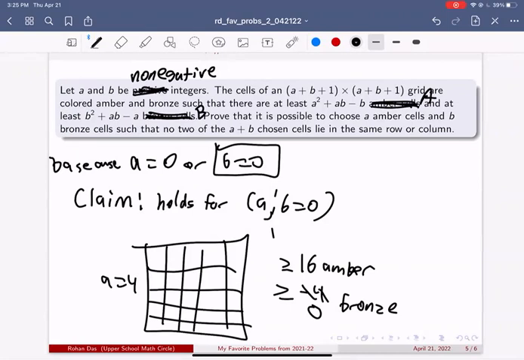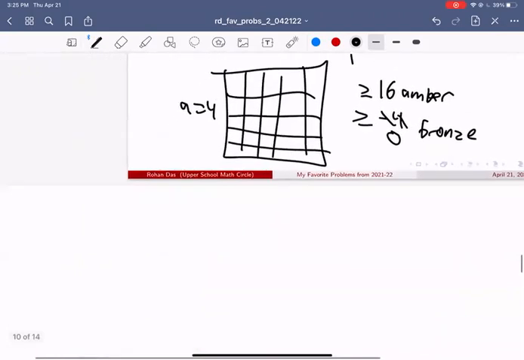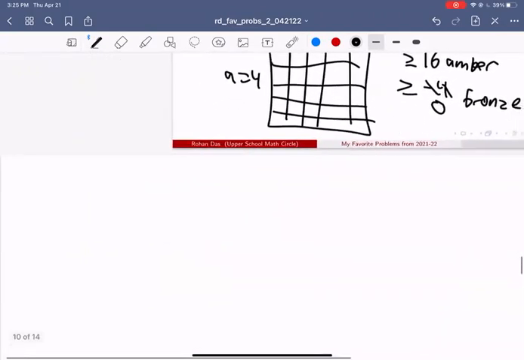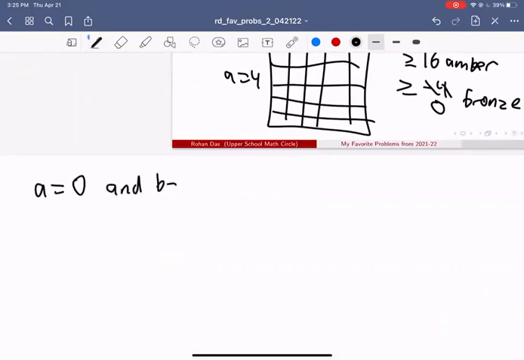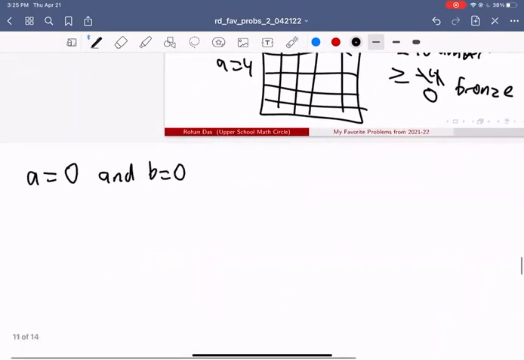So again, we can try another induction. And here the base case would be A equals 0 and B equals 0. And this is just the fact that we have a 1x1 grid, we're trying to choose 0 cells. We just choose 0 cells and we're done. So now we want to show the inductive step.